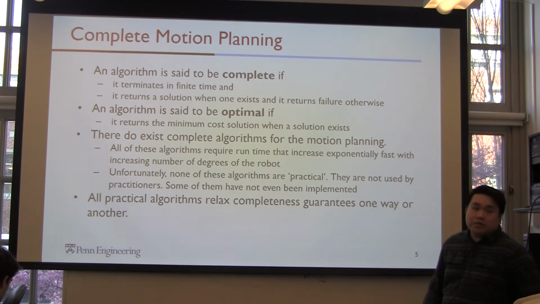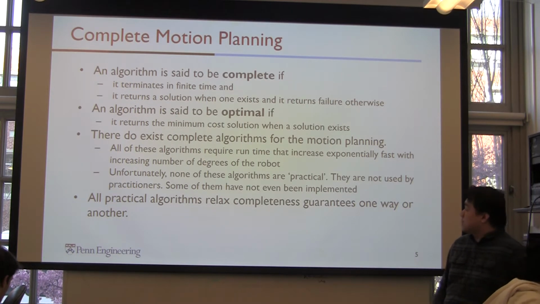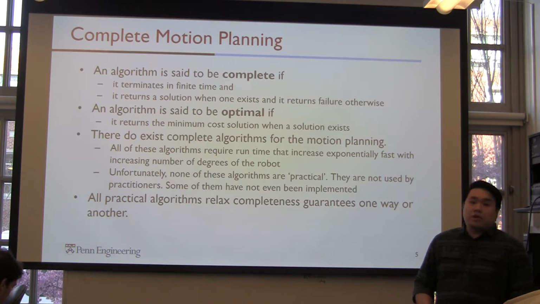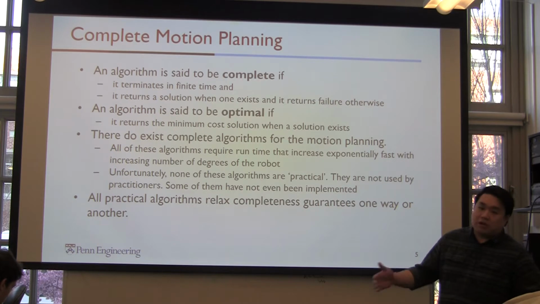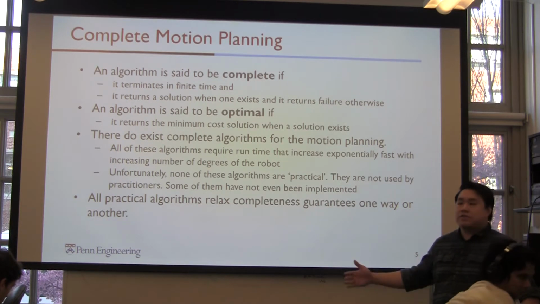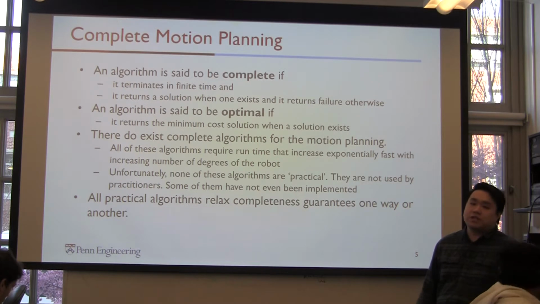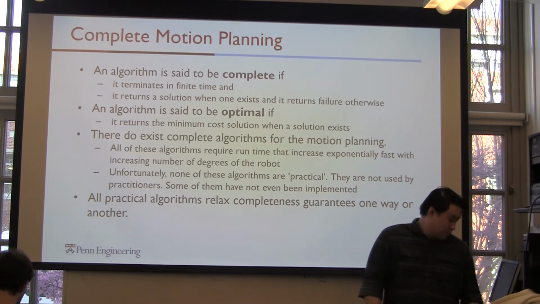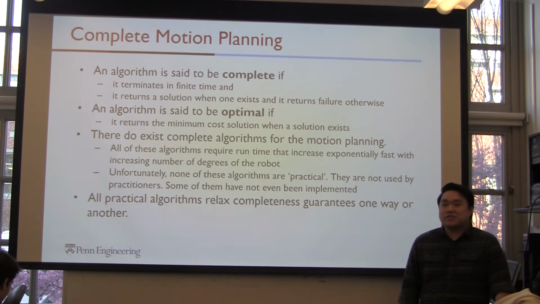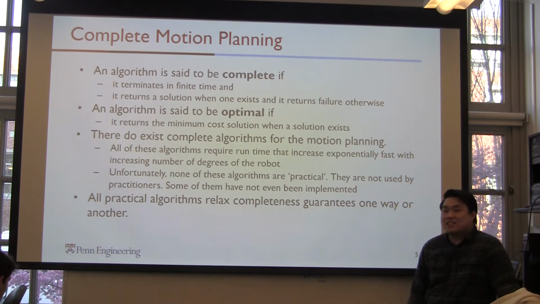All the practical algorithms that you will actually see people put on robots relax the completeness guarantee or the optimality guarantee in some way, so that they live in the middle ground where it runs reasonably fast and has some level of guarantee for completeness and optimality. So it's not so bad, it runs. The runtime is okay, it's not too slow. All right, any questions so far? All right.